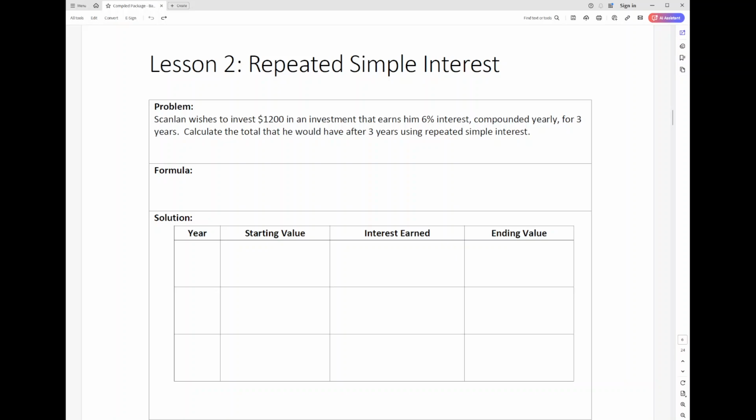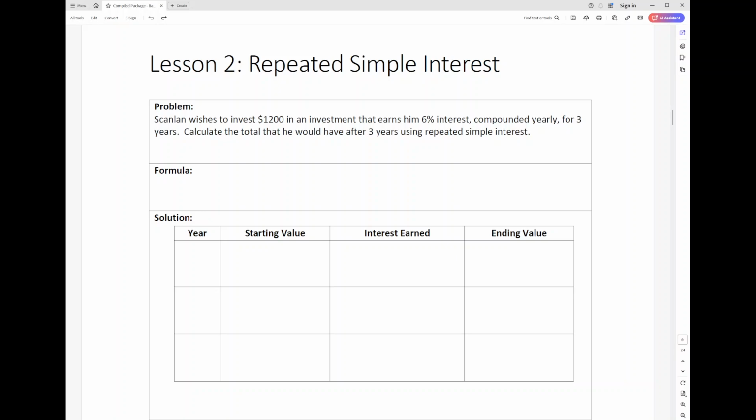lesson. So I just wanted to run over repeated simple interest. It's quite simple, so that's why I'm okay with going over it with you in this video form. We just need to be able to do simple interest and then take the amount, the ending value that we have at the end, kind of our future value, and apply that to the next year. So we need to be able to identify in our problem what is what.